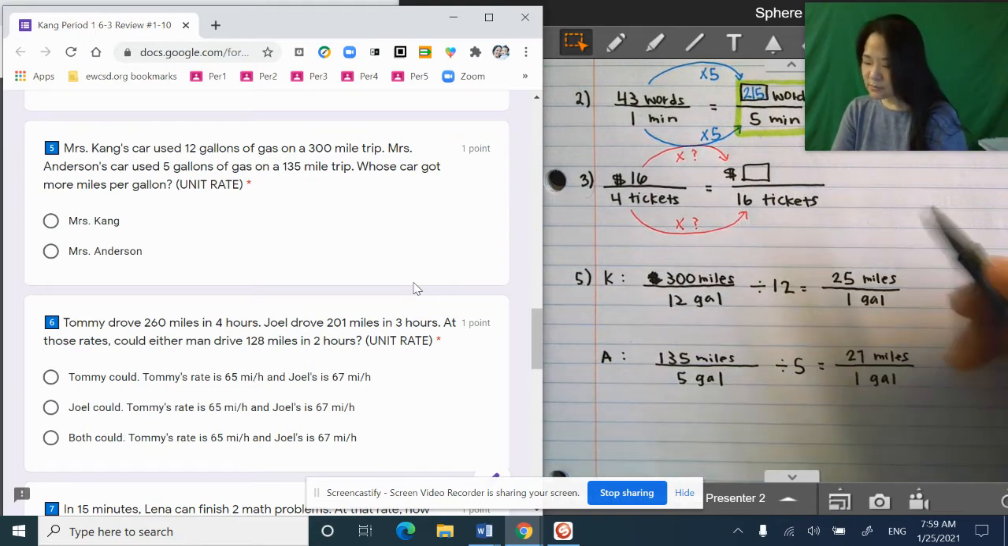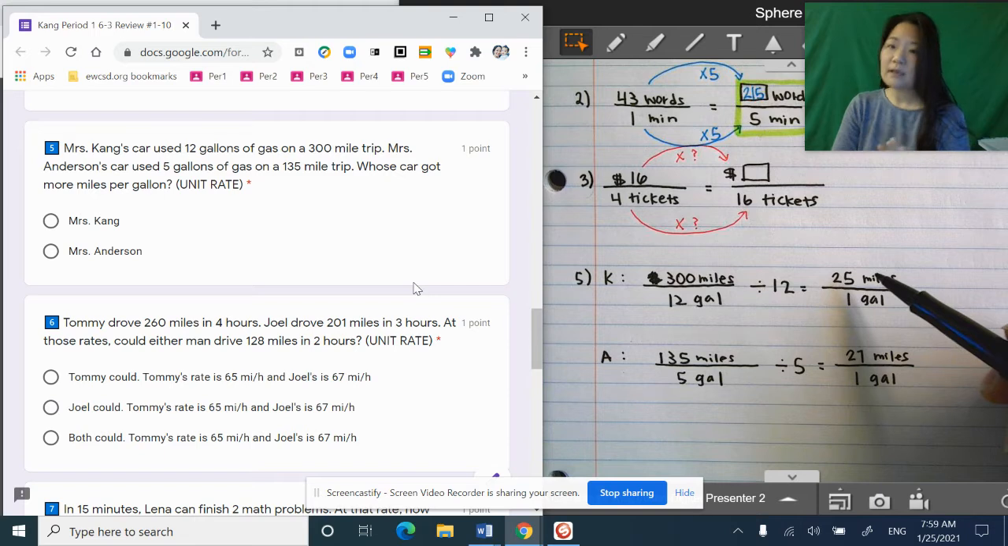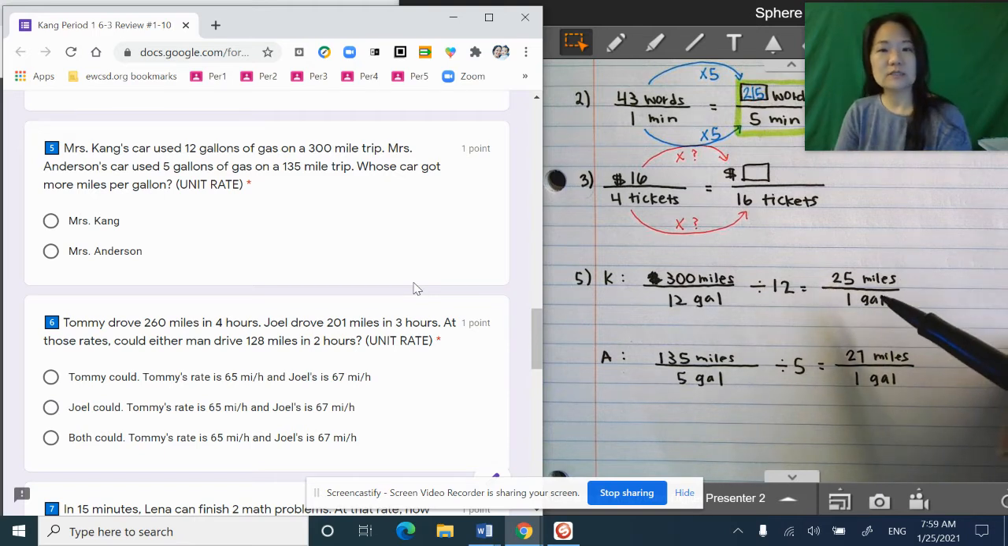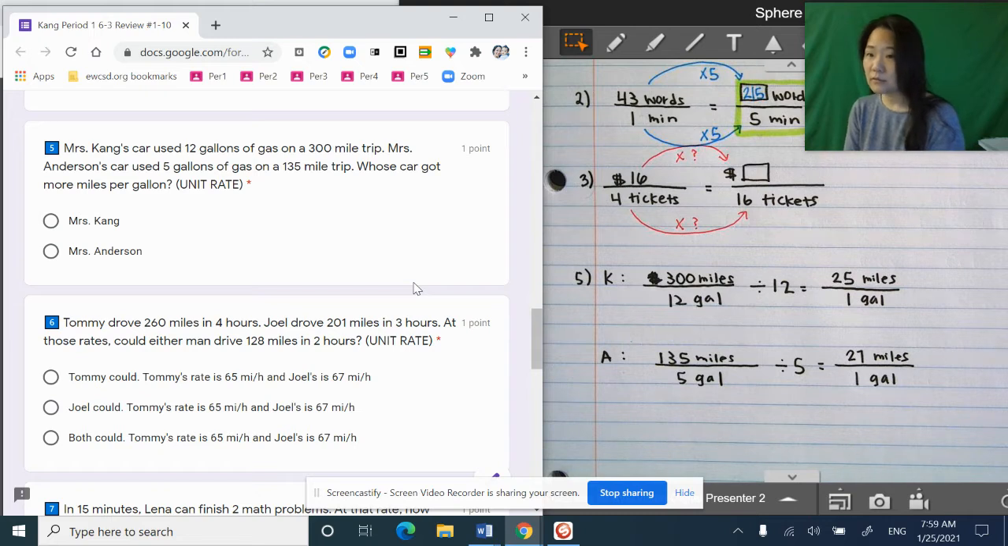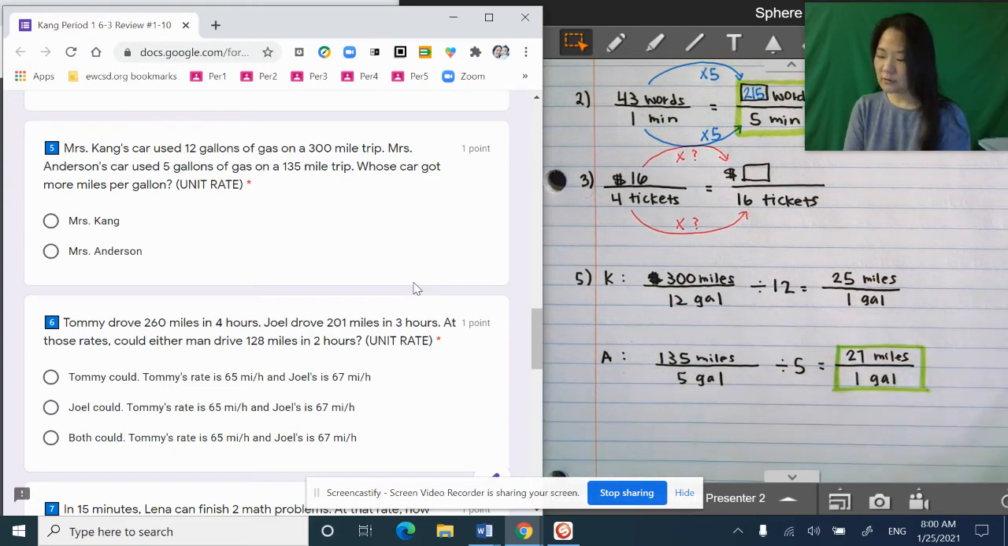Now, if this was money and the question was which is a better buy, then it'll be this one. $25 per gallon is cheaper. But that's not the question. This one says whose car got more miles per gallon. You're actually looking for the one that you're able to drive more per gallon. So the answer is Mrs. Anderson's. She can go 27 miles per gallon as opposed to only 25 miles per gallon.